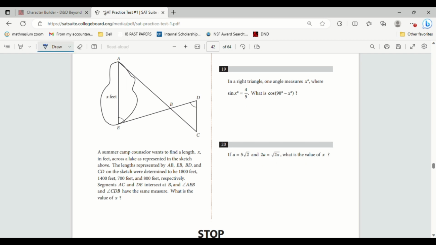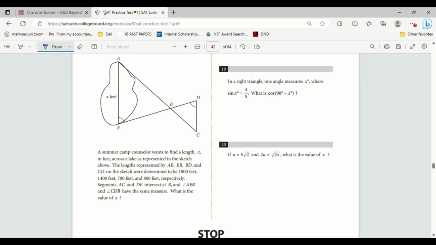A summer camp counselor wants to find a length x in feet across a lake as represented in the sketch above. The lengths represented by AB, EB, BD, and CD on the sketch were determined to be 1,800 feet, 1,400 feet, 700, and 800 feet respectively. Segments AC and DE intersect at B, and angle AEB and angle CDB have the same measure. What is the value of x?